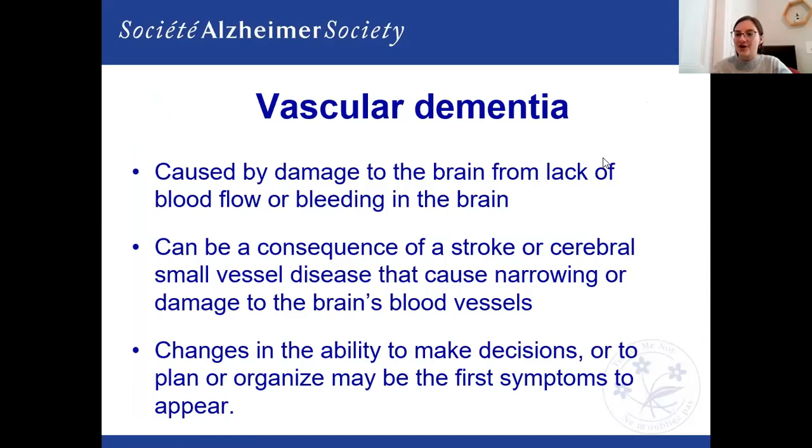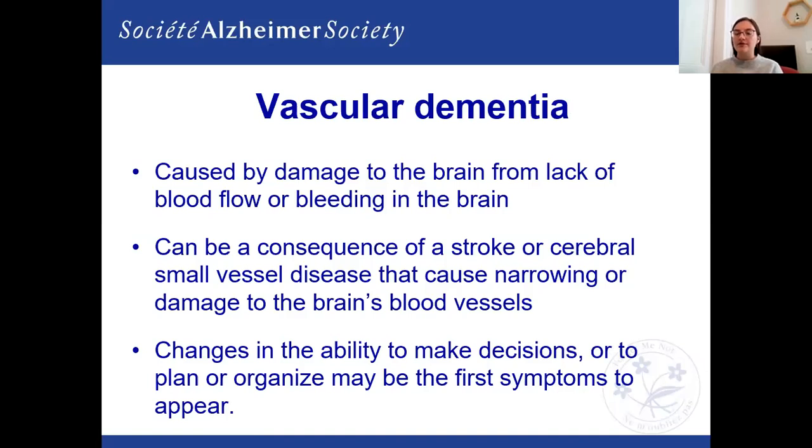All right, that was all about Alzheimer's. We're going to shift gears a little bit and talk more about vascular dementia. Vascular dementia is a type of dementia caused by damage to the brain from a lack of blood flow or bleeding in the brain.